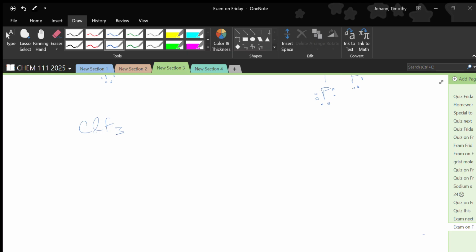Do you guys remember that electronegativity, how much the atom wants electrons, increases as I go this way, but it also increases as I go this way? So chlorine is less electronegative than fluorine, and so it's more willing to share electrons. It's not happy about it, because it's pretty electronegative as well, but it's more willing to do so. So we would put chlorine in the middle, and I'm going to put 3 fluorines around it.